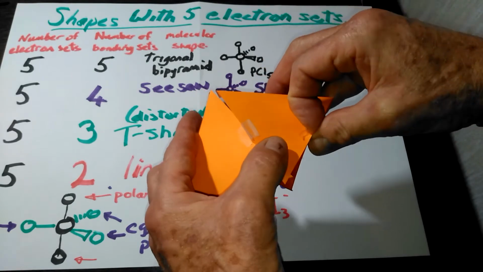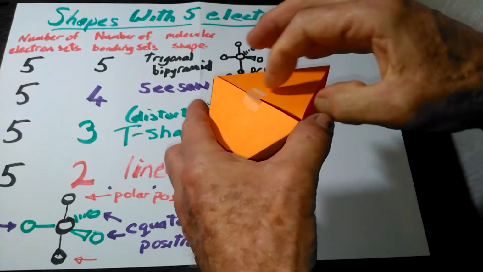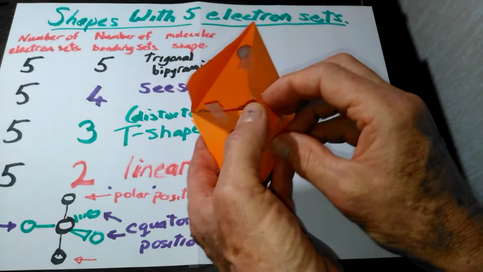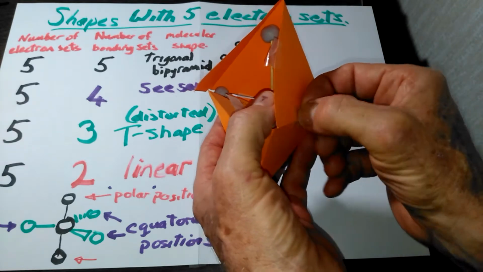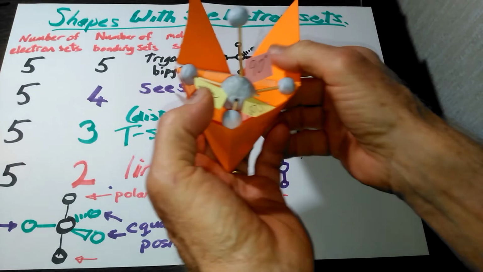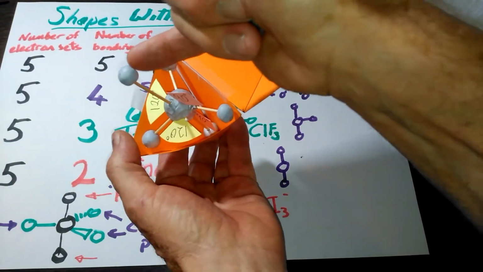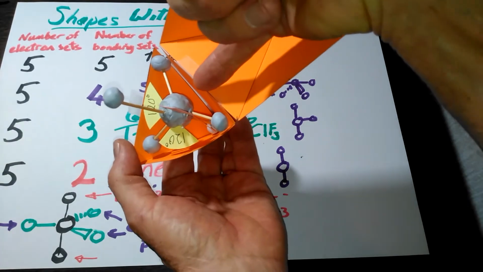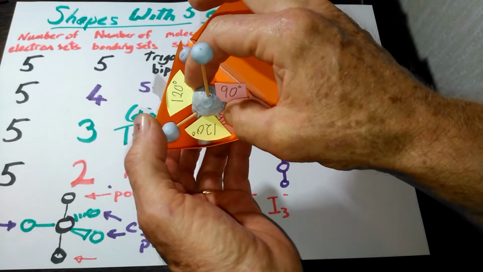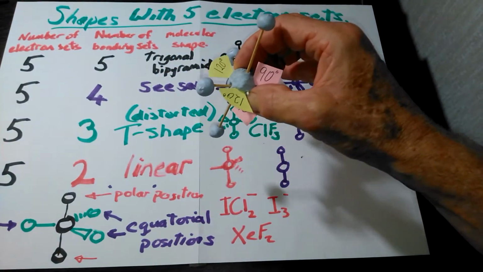And if I manage to actually get this open, we'll see that the atoms in the molecule fit nicely into the corners of this shape. If I can get that open. So there we go. We have the central atom, and then we have 1, 2, 3, 4, and down the bottom we have 5 outer atoms. And that leads to something quite unusual.